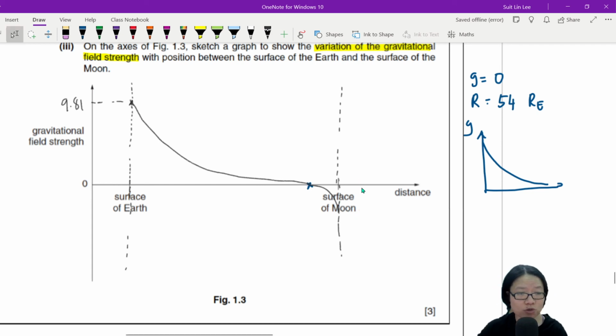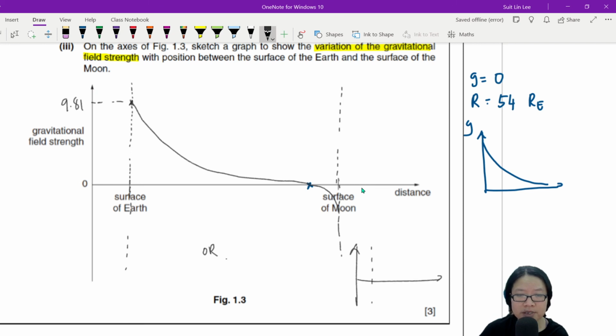Another option is to have your graph shape do a reflection on the x-axis. So your graph will be like this and then like this. For this one, you will take right as positive and left as negative. It doesn't matter. So this is the shape.